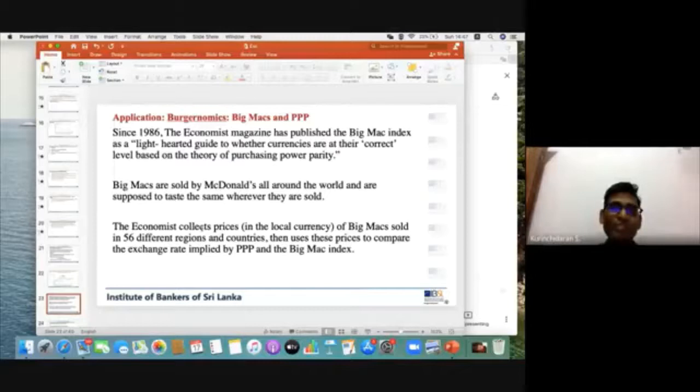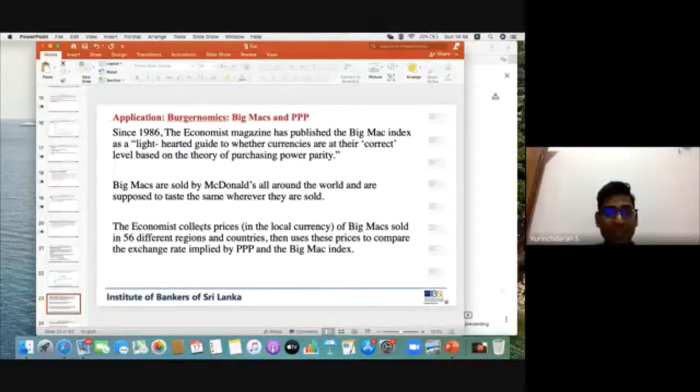And we also saw limitations because of product differences and transport costs and all these things, so it won't always be the same. Now this Big Mac is sold everywhere around the world, a similar product at different prices. So this magazine started to calculate this Big Mac index, as we call it, to guide whether currencies are at their correct level based on the theory of purchasing power parity.